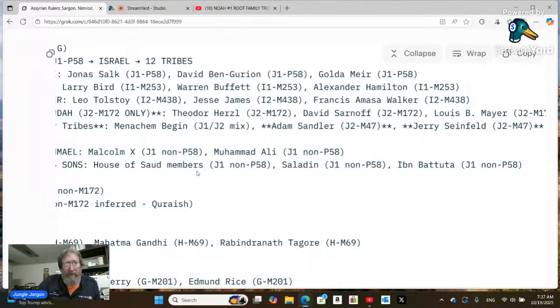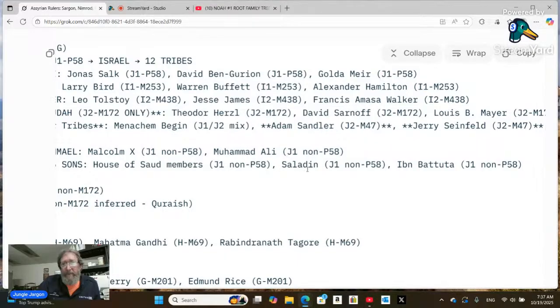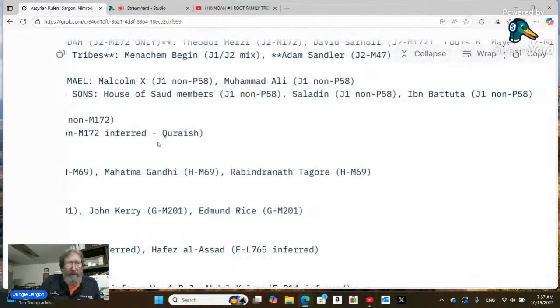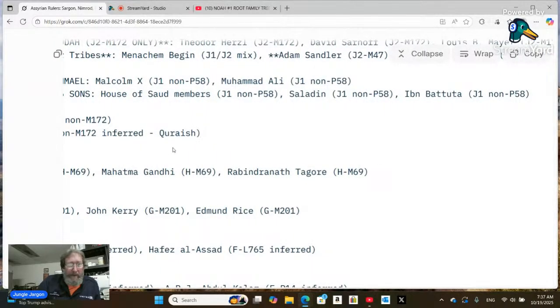House of Saud members. I don't even know what this House of Saud is. J1, non-P58. Saladin, J1. In other words, these are basically non-Judaic or non-Israelite, probably or possibly Arabic. Saladin, Ibn Battuta. And this thing, I don't know why this thing doesn't give me such a hard time, but anyways.